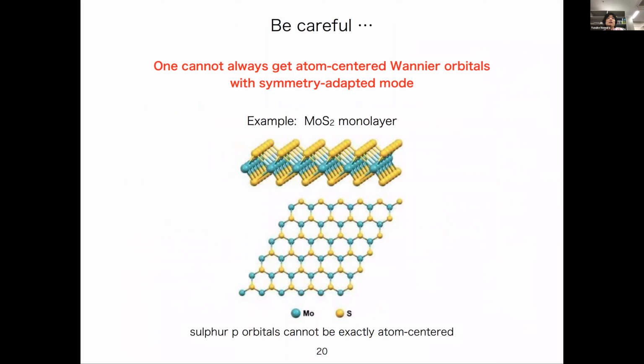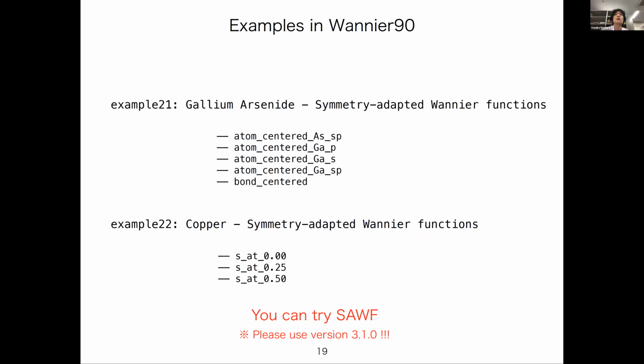Okay, so now you can try the symmetry adapted Wannier function also using the tutorial examples in the Wannier90 package. So in the examples, we have example 21 and 22, and they are for symmetry adapted mode. And using these examples, you can try the symmetry adapted Wannier functions. Again, please use the latest version 3.1 because 3.0 has some bugs.